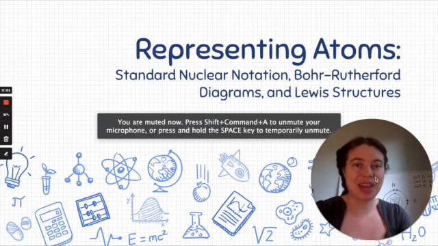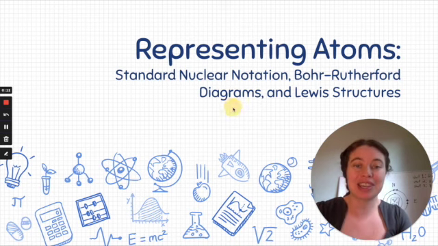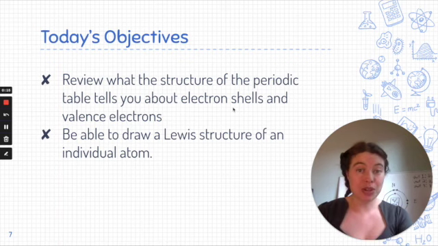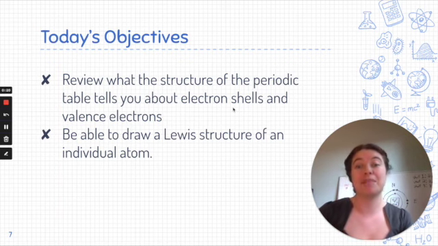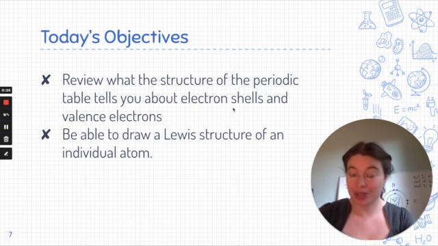Hi folks, today we are going to be continuing our understanding of how to represent atoms. Yesterday we talked about nuclear notation and Bohr-Rutherford diagrams, and today we're going to be talking about Lewis structures. Our goals for today: we're going to review what we know about the organizing principles of the periodic table, in particular about electrons, and then we're going to learn how to draw a Lewis structure of an individual atom.